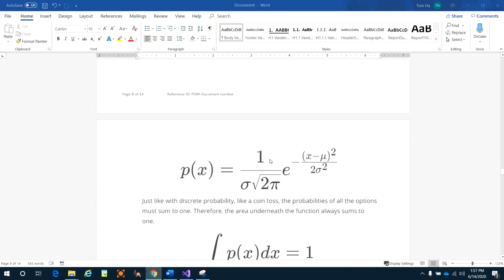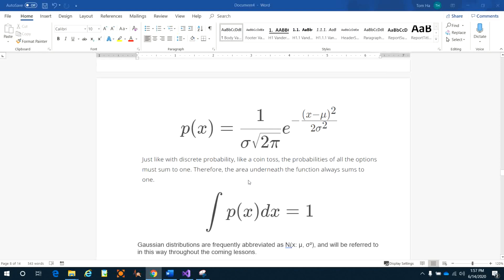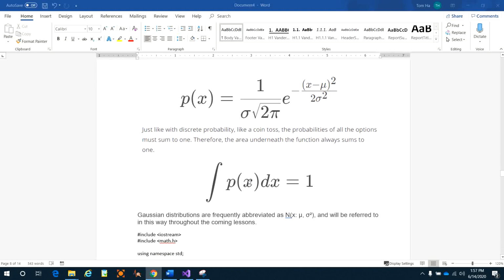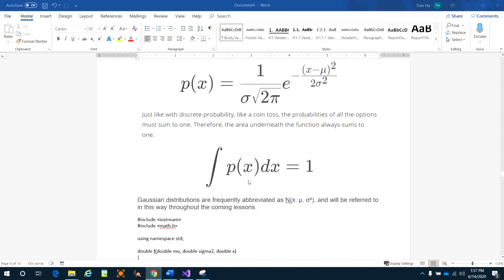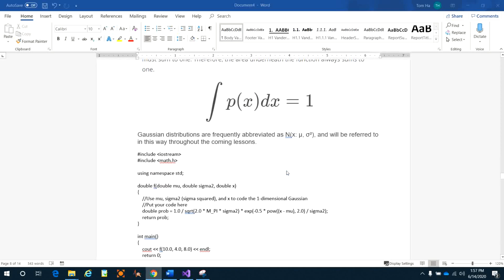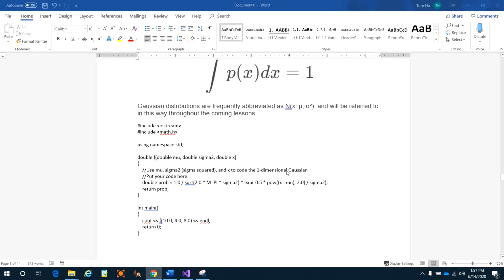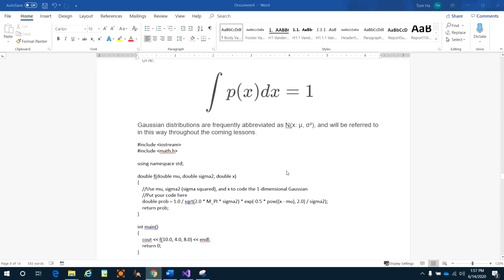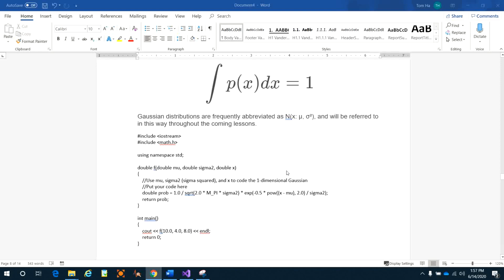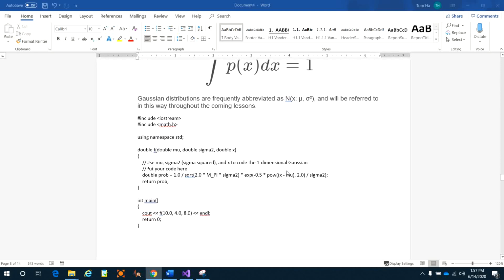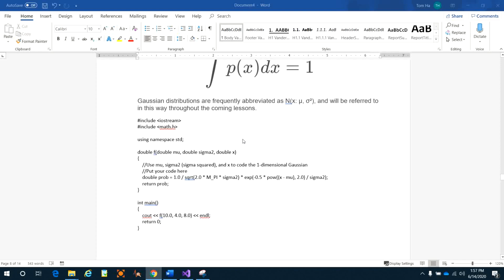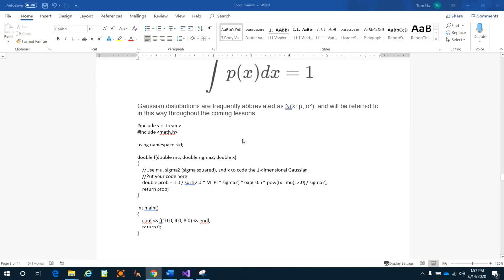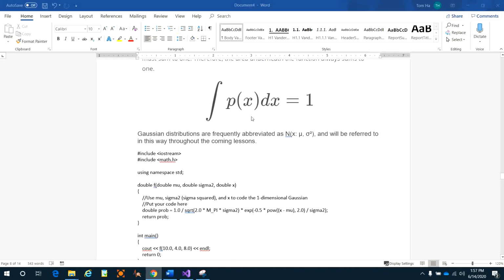I think you remember the formula of the Gaussian. And the total area under the curve is equal to 1. So with this, you can write the code in C++. It's really easy to calculate the Gaussian. You can use the formula and calculate.